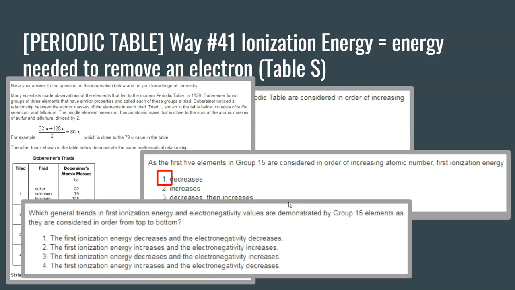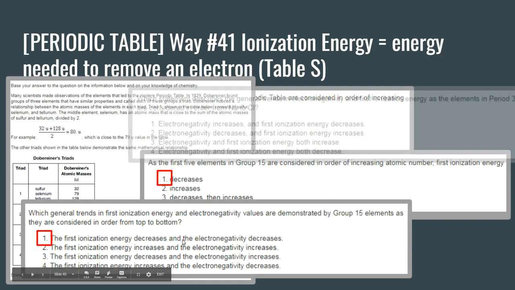Which general trend in first ionization energy and electronegativity values are demonstrated by group 15 elements as they are considered in order from top to bottom? Remember, groups are the vertical columns on the periodic table. And this is asking you to apply your knowledge of ionization energy and electronegativity. You should note that both ionization energy and electronegativity decrease down a group, so the correct answer is 1.